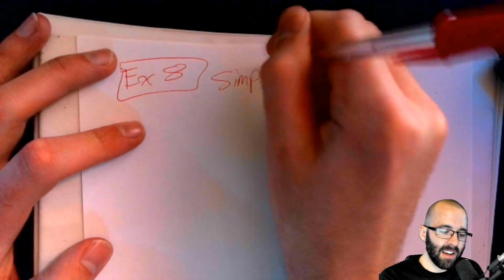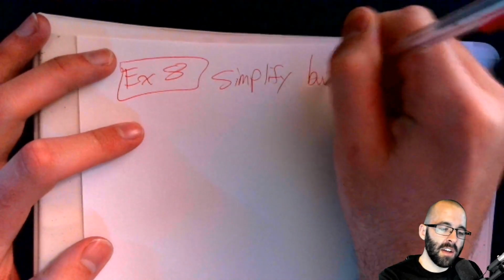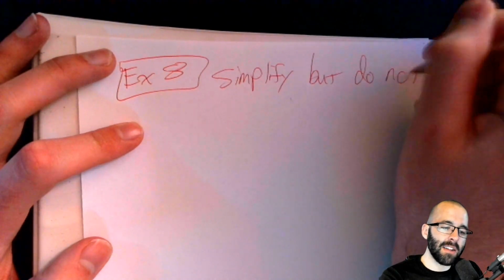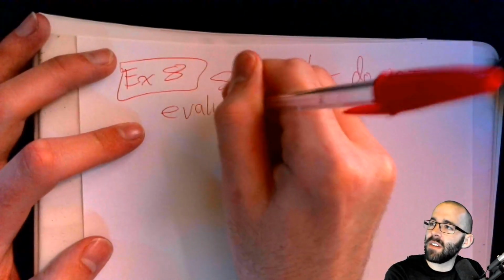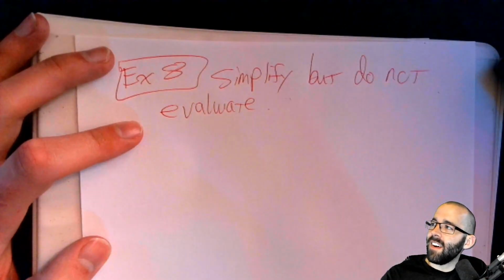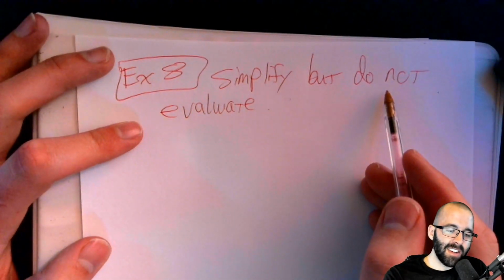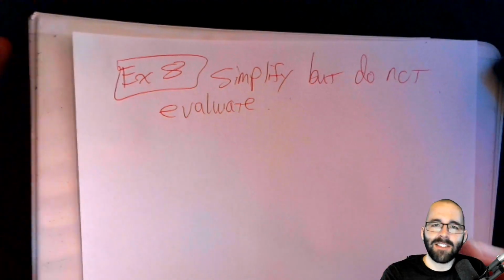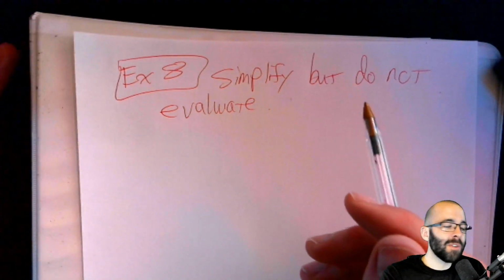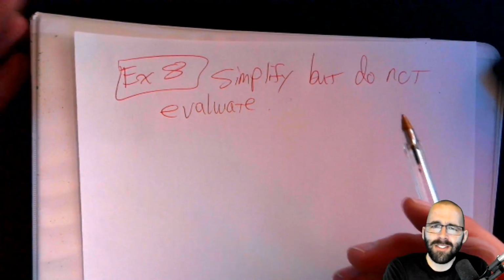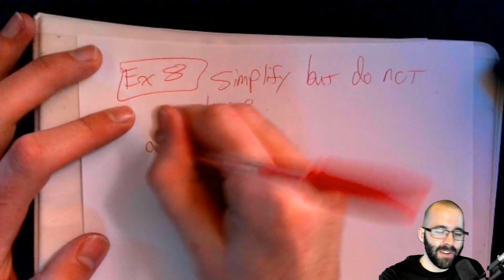Simplify, but do not evaluate. Okay? So for these ones, these are just little mental exercises. It's like solving a Rubik's Cube. Are you going to solve world hunger by solving a Rubik's Cube? No, but it's a little puzzle. It's kind of fun to think about.